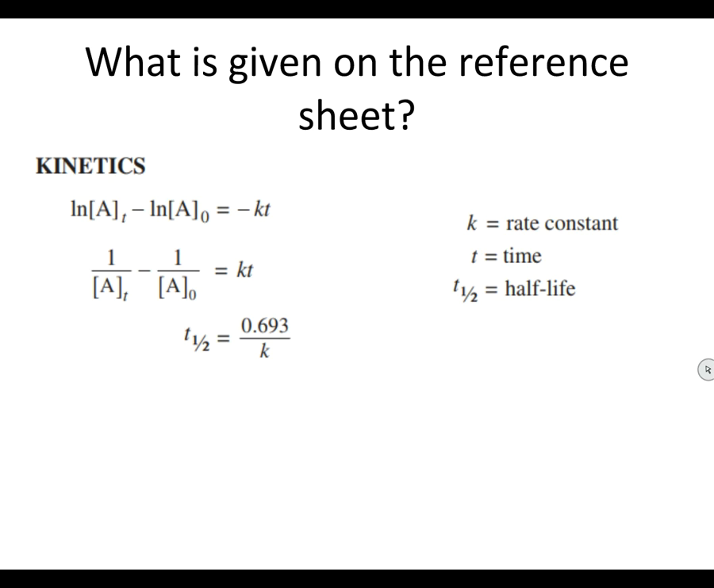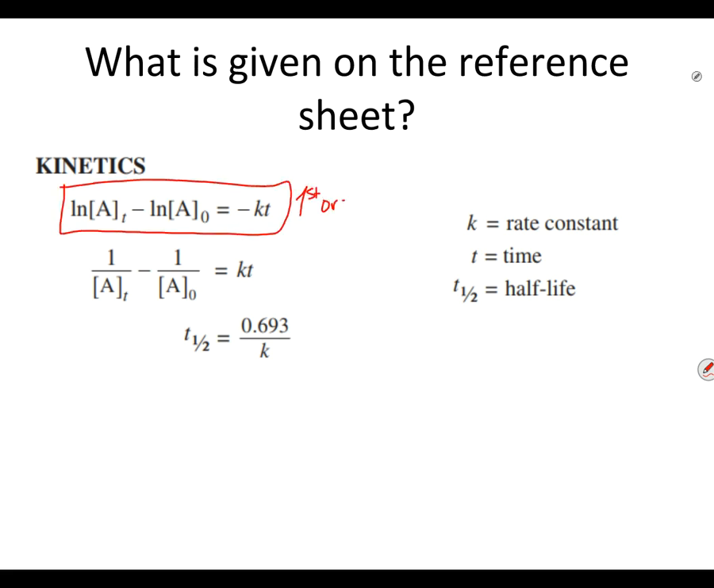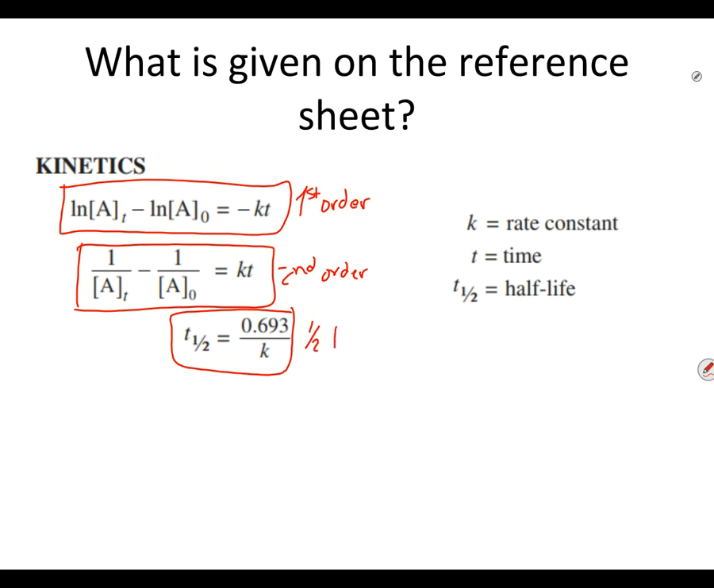So I referred to this as I was going through here. What's given on the reference sheet is the first order integrated rate law, and the second order integrated rate law. You have to know which one is which. And they give you the half-life for first order. Those are all the calculations that you are going to be asked to do in AP Chemistry.